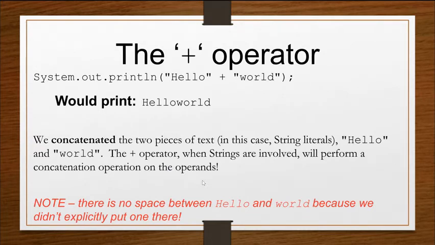Let's look at the plus operator. Let's read this line of code. System.out.println hello plus world. This would print hello world. We concatenated the two pieces of text, in this case string literals hello and world. The plus operator, when strings are involved, will perform a concatenation operation on the operands. Note that there is no space between hello and world because we didn't explicitly put one there.